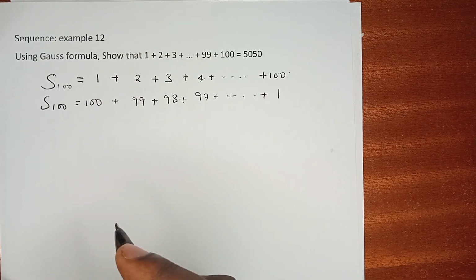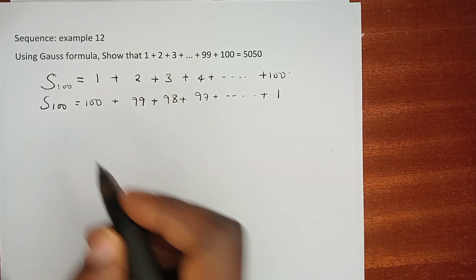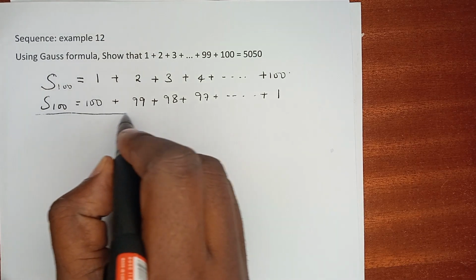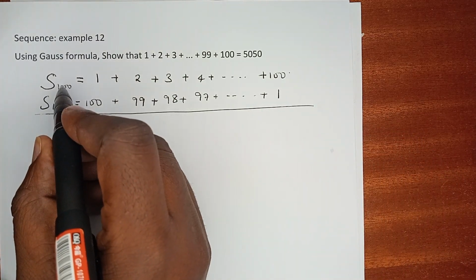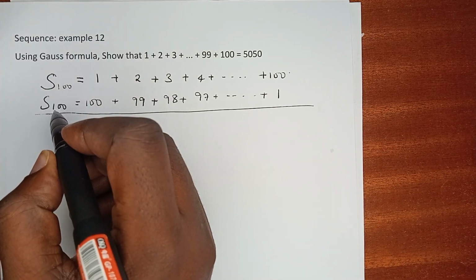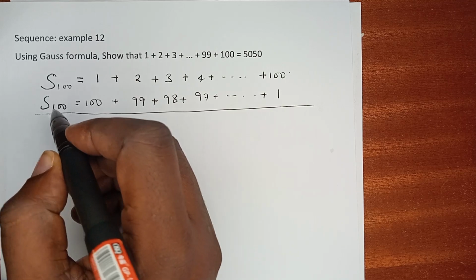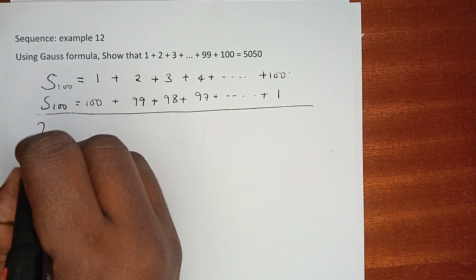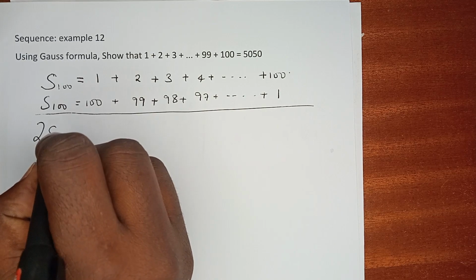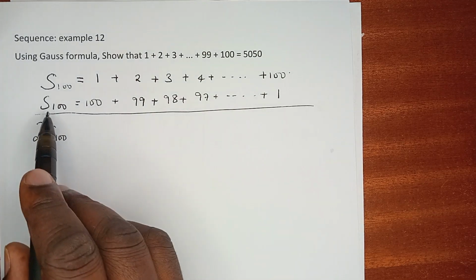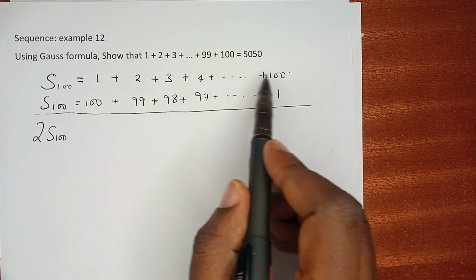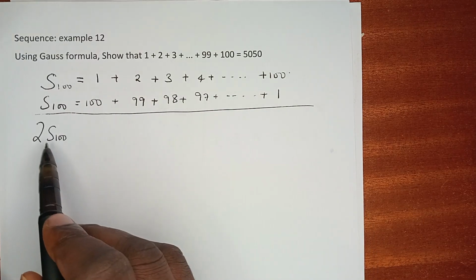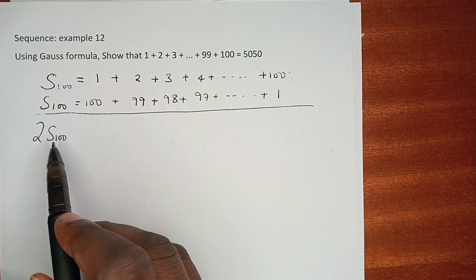Now, this is where the rubber meets the road, because as we add all this, the sum of the first 100 terms plus the sum of the first 100 terms is actually going to be twice the sum of the first 100 terms, because this is going to give one sum and this is going to give another sum. So we are going to get twice the answer that we need.